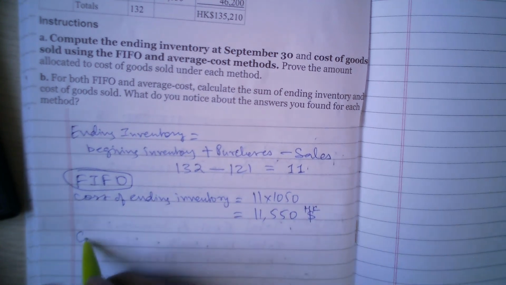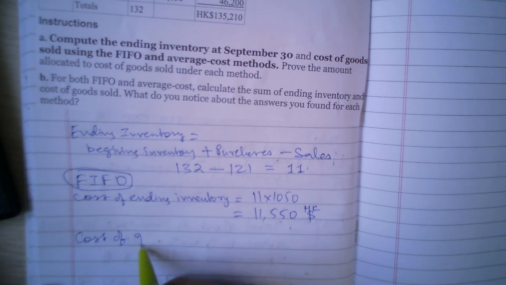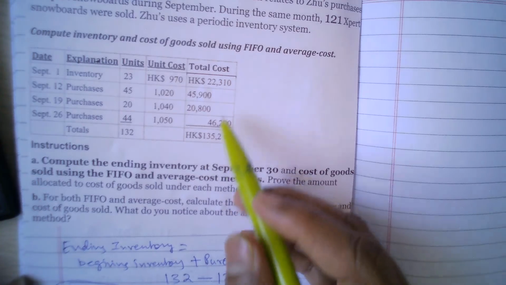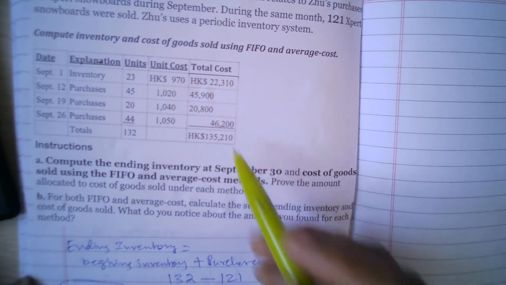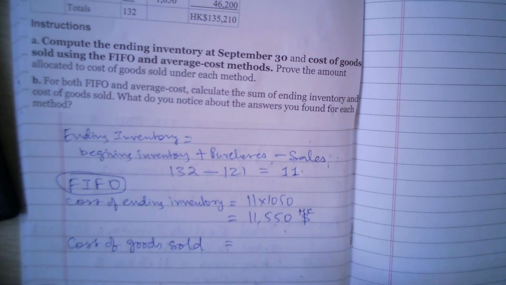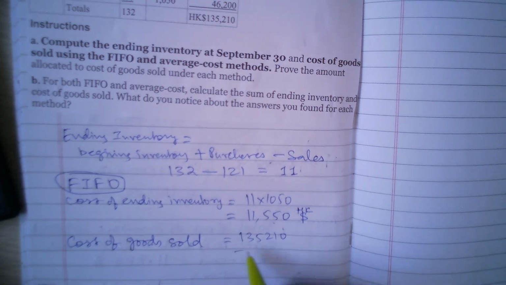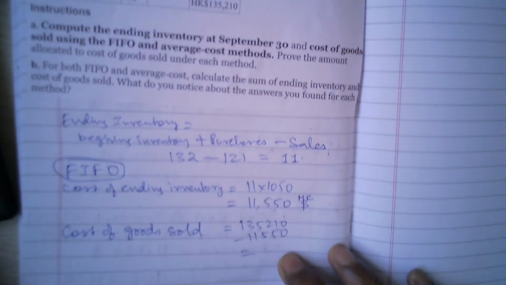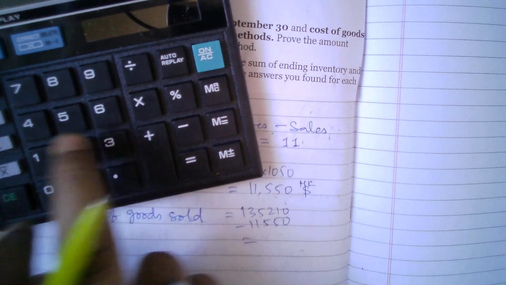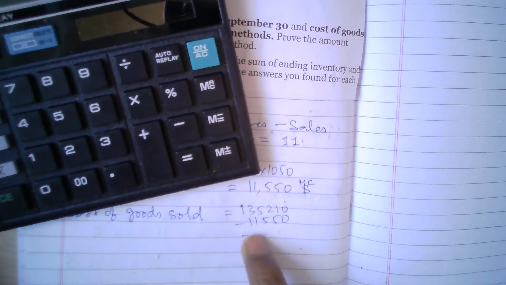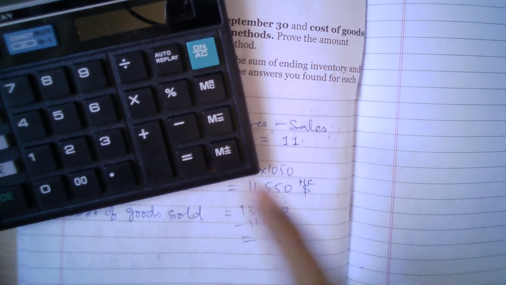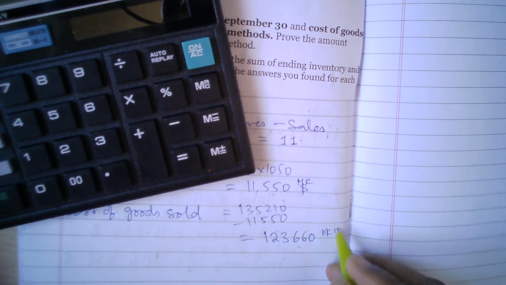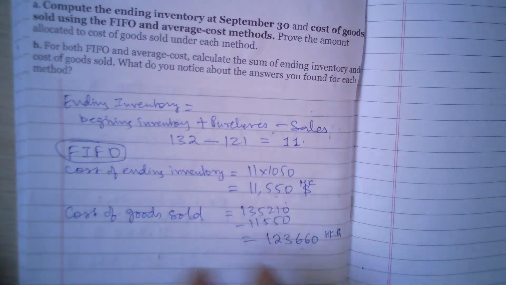Now how do you find the cost of goods sold? Simply take the total cost. The total cost of the inventory is 135,210. From that you subtract this: 135,210 minus 11,550. I'm getting 123,660 HK dollars as the answer. So this is the FIFO method.